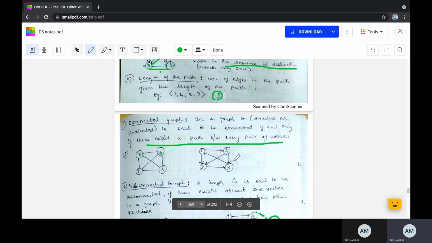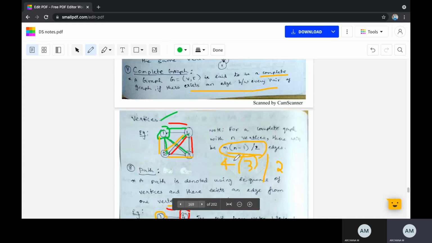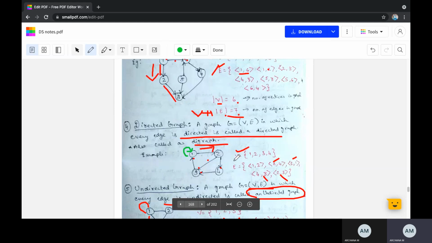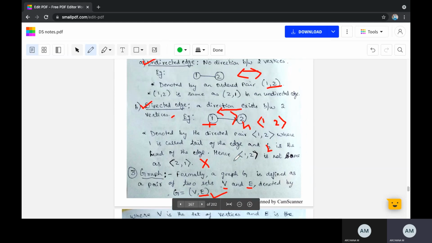So these are certain terminologies related to graphs, and based on these terminologies, we will be solving certain topics related to graphs. These terminologies are very important to construct a graph and to solve the different techniques which are involved in graphs.